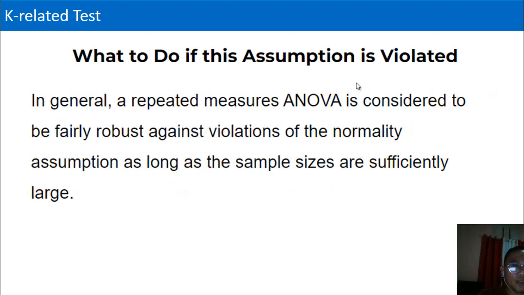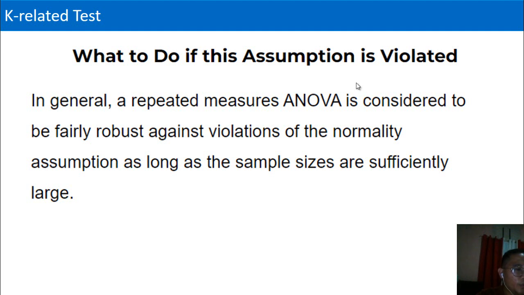So what to do if this assumption is not met? We know that ANOVA is considered fairly robust against violation of the normality assumption as long as the sample sizes are sufficiently large. Pag maliit, itetest mo talaga. Pero pag malaki na, marami na masyado yung sample natin, that means pwede nating hindi test. I-assume na lang natin kasi madami na siya.